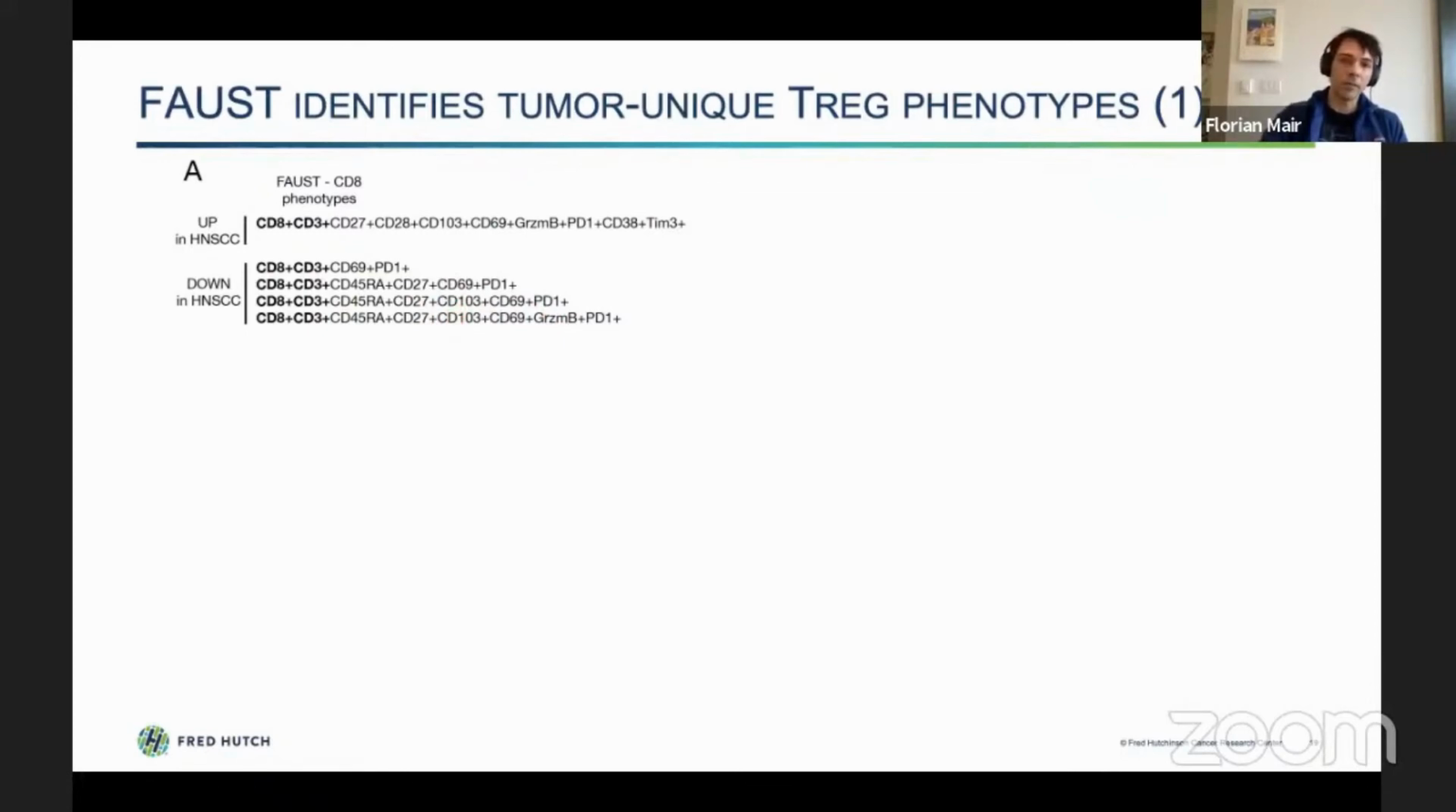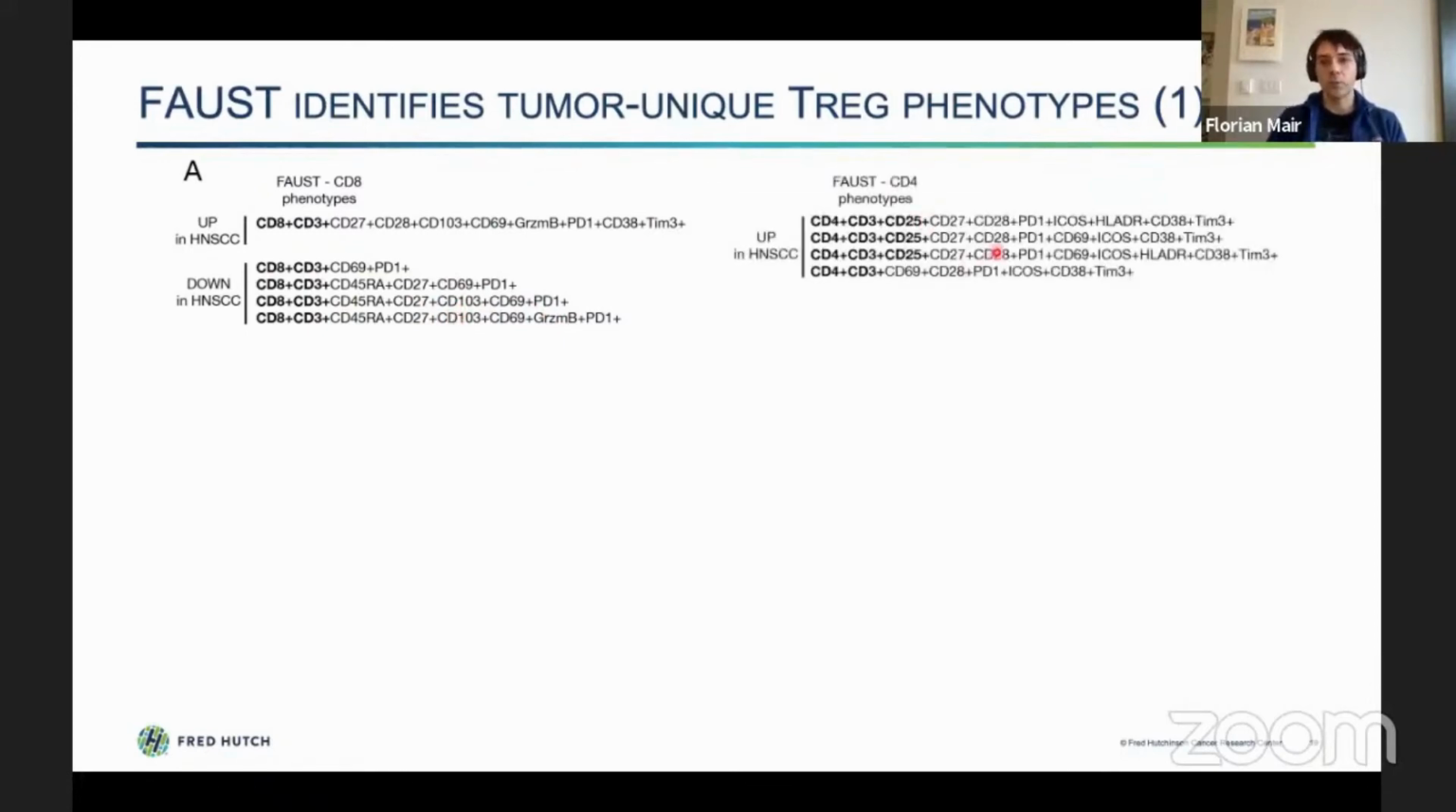But the top hit that we found as enriched in the tumor was a CD25 positive CD4 T cell phenotype, which is obviously a regulatory T cell. And that by itself is not very surprising, but what we found is that it was different subsets of Tregs that express different combinations of the tissue residency marker CD69, ICOS, HLA-DR, TIM3, and CD38. That was actually the phenotype that had the highest statistical value in our analysis.